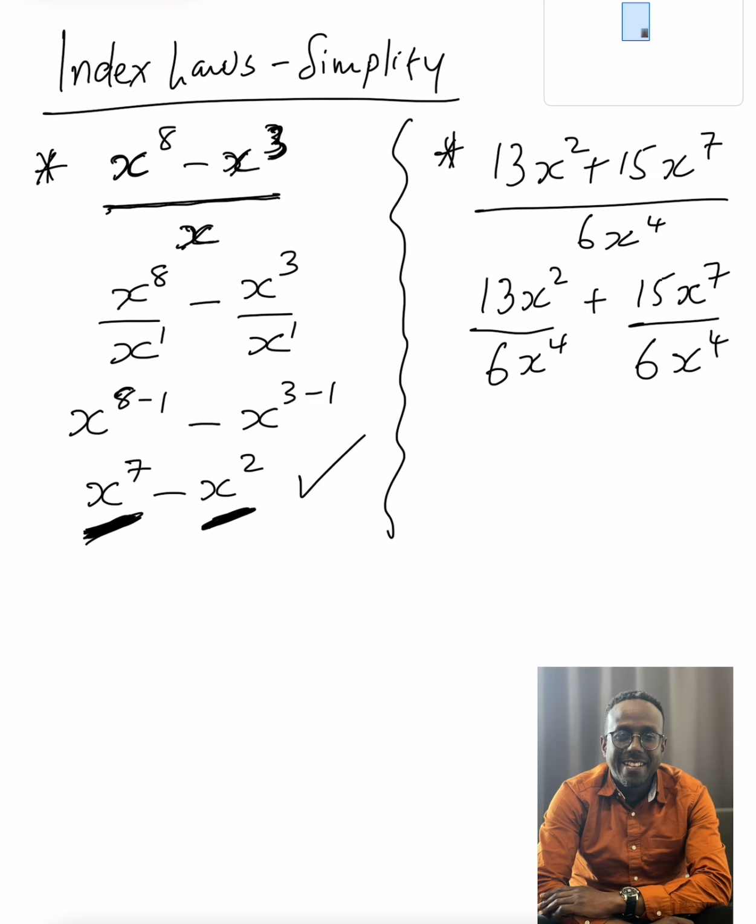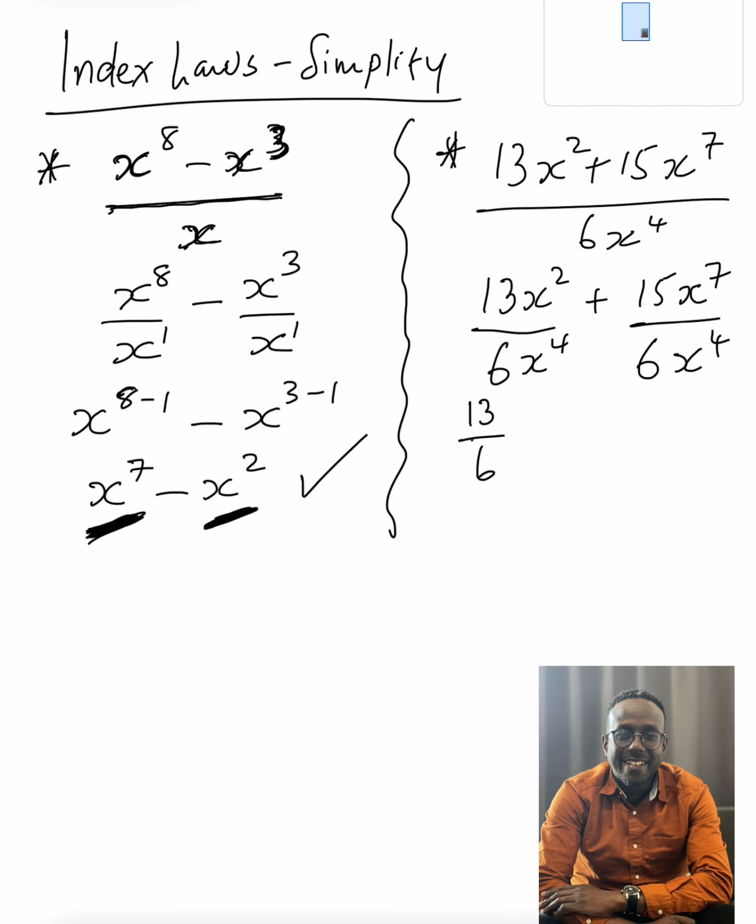Now we have 13 over 6. I can leave it even as a fraction, 13 over 6. Then we need to sort out x squared and x to the power of 4, and we know that we subtract. So this shall say x to the power of 2 minus 4, which is negative 2. You can leave it like that. Plus this is also 15 over 6 as a fraction, and this will be x to the power of 7 minus 4, which is 3. You can leave it like that.